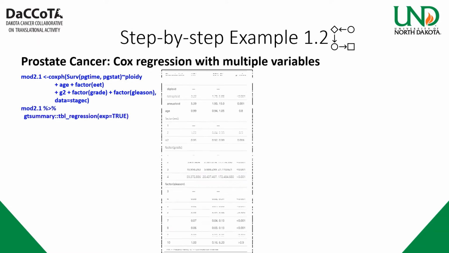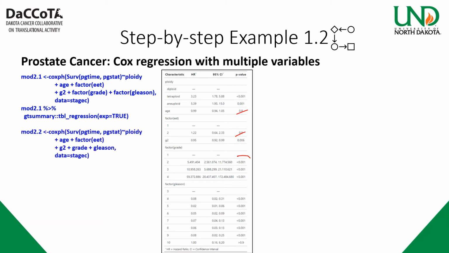Here's a summary here, and we have quite a bit more. As we see here, it looks like, so ploidy, some of those are still significant. Age is not. I'm just going to kind of cross out things that aren't significant. Looks like this EET is not. So G2 is. Grade, that is significant, and it looks like Gleason is significant. So there we go.